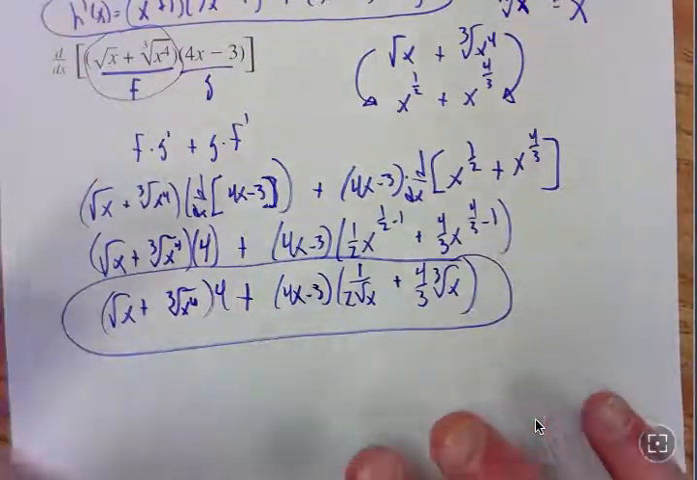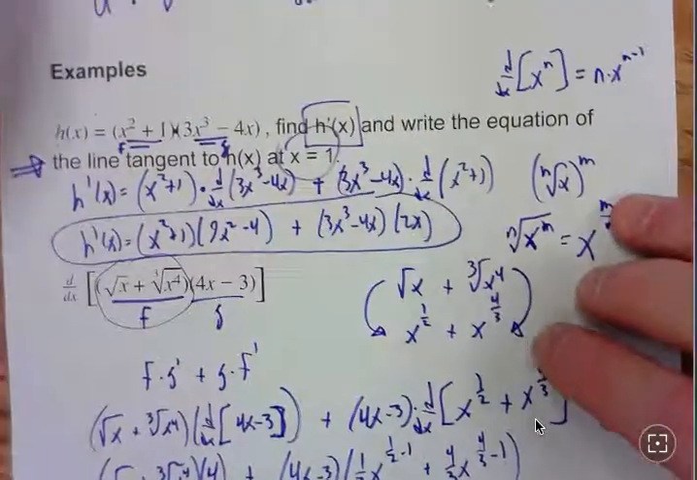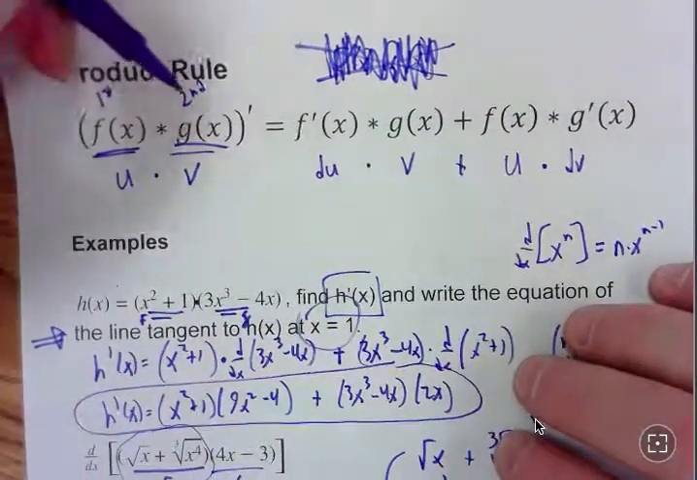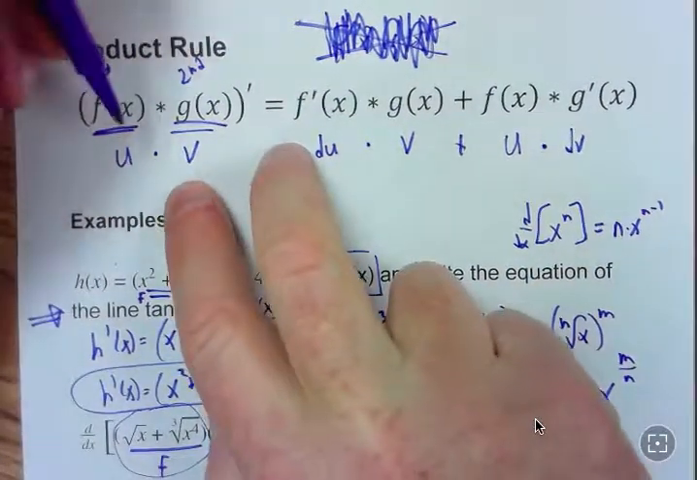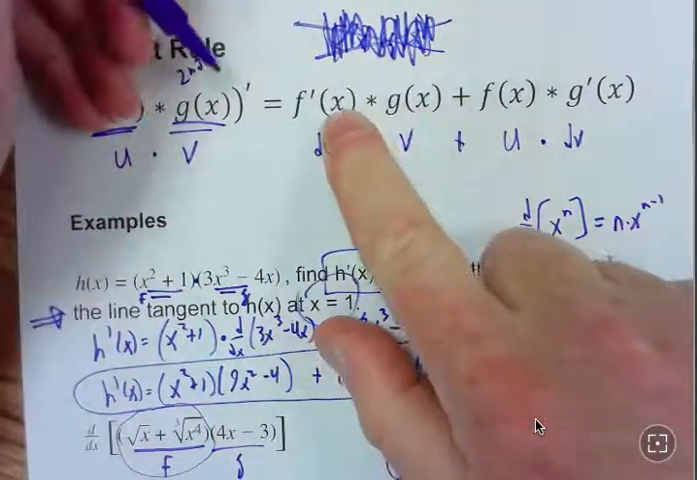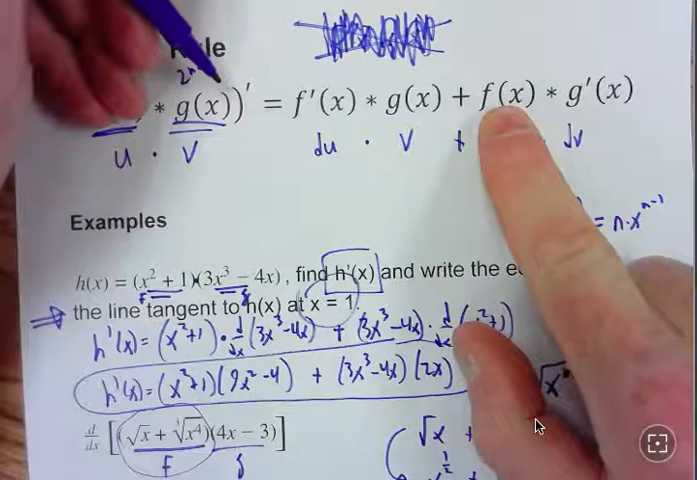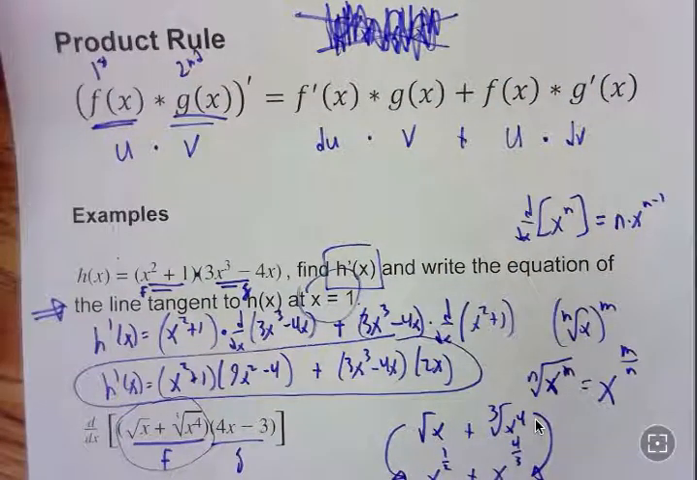So that's the idea of the product rule. First times derivative of second plus second times derivative of first. There's two things. Make sure you have one left alone times the other's derivative, and the other left alone times the other's derivative. Okay.